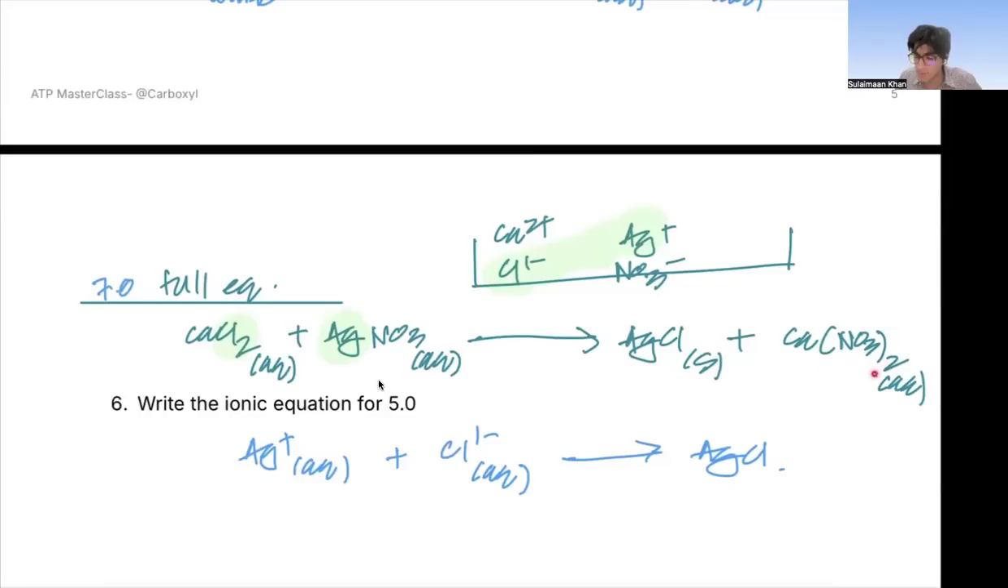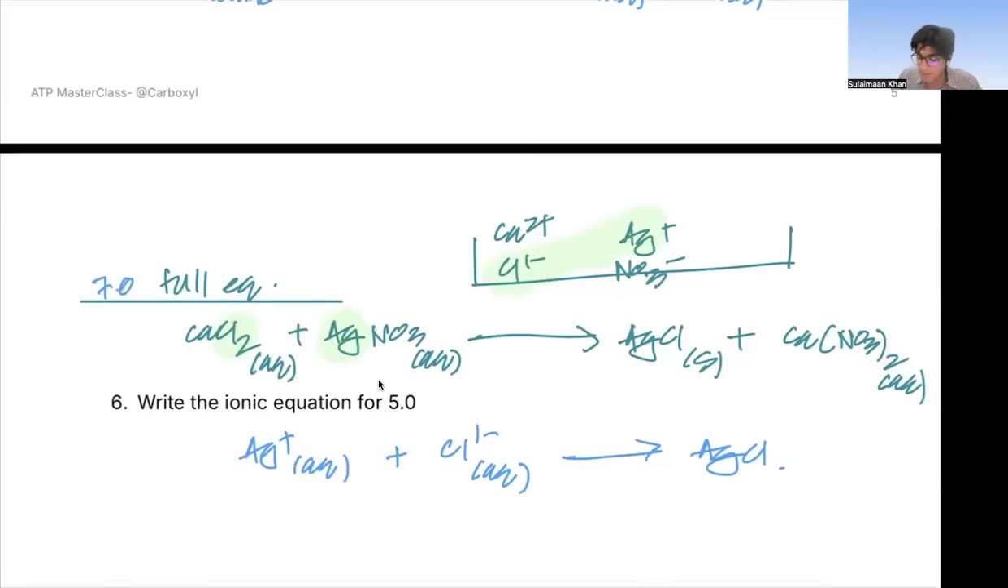Why is it NO3 whole twice? Because calcium has a charge of 2 plus, and nitrate is 1 minus. So for one calcium ion, you need two nitrate ions, or you could say cross multiply.